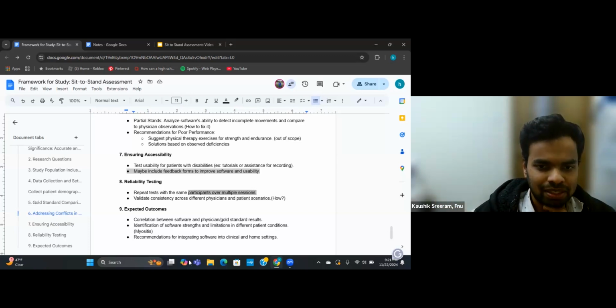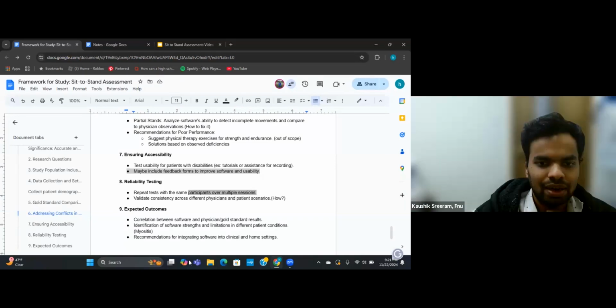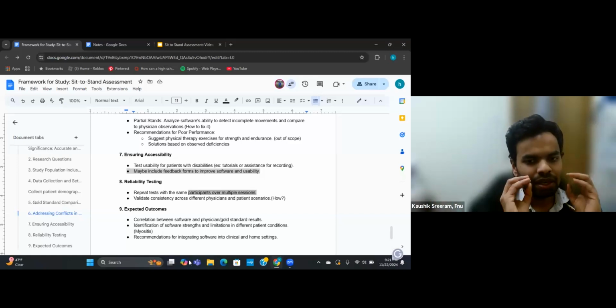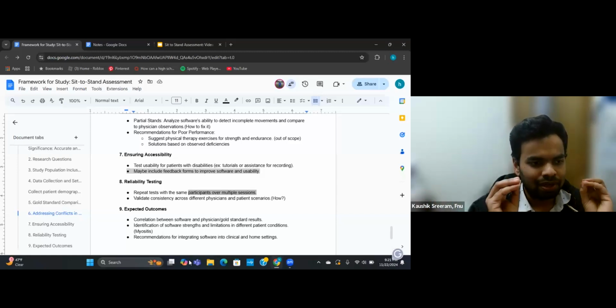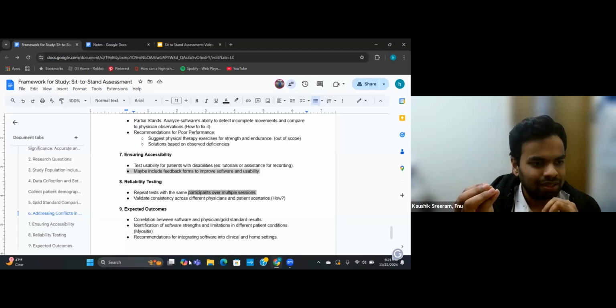Next, coming to the research question. Here you're asking how accurate are the software measurements compared to the physician? Okay, that's pretty good. And how does the patient movement quality, this I really liked. The reason why we are doing this study is because the only thing that we are able to infer with the current way of doing sit to stand is the quantity, the number of times that the patient is able to do it. There is very limited thing you can say when it comes to quality.